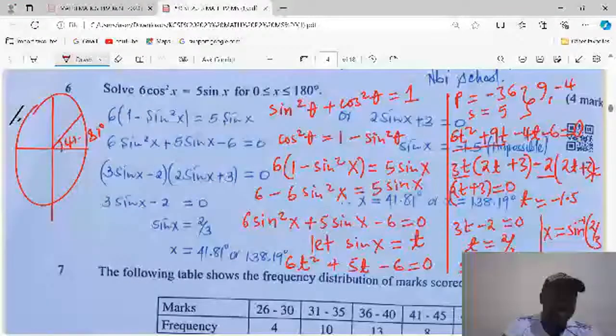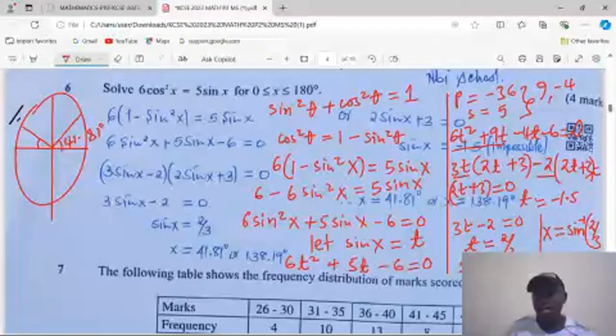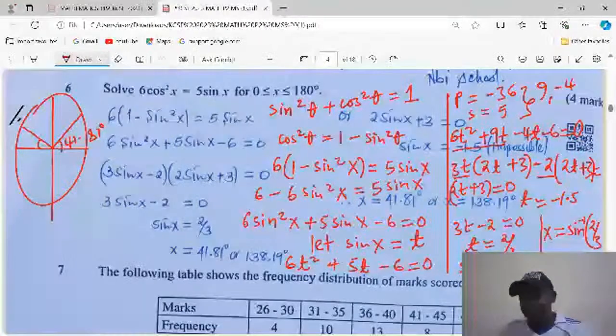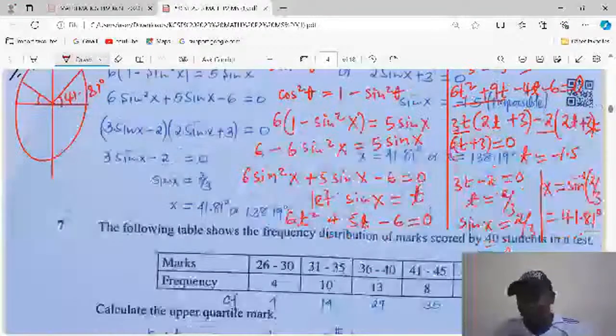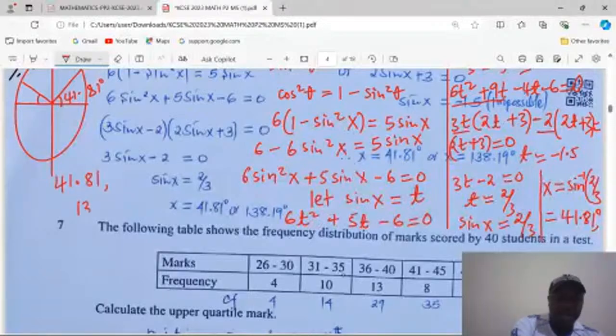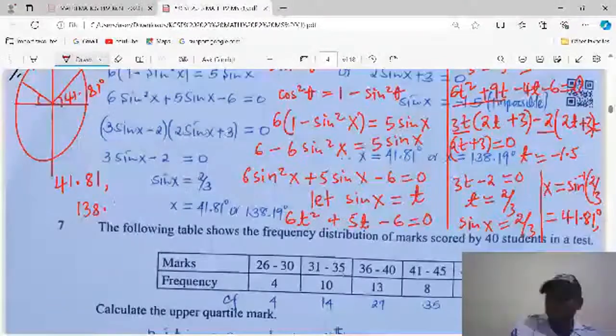So in the second quadrant of the unit circle, we also have positive sines. So we need to take 180 and subtract 41.81, and this gives us 138.19. So the other value should be 138 degrees. So those are the angles.